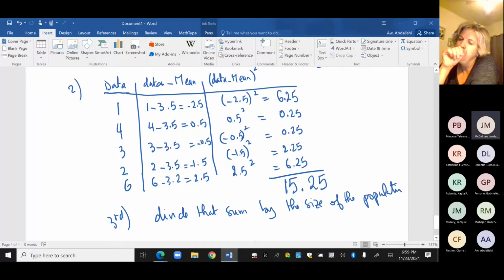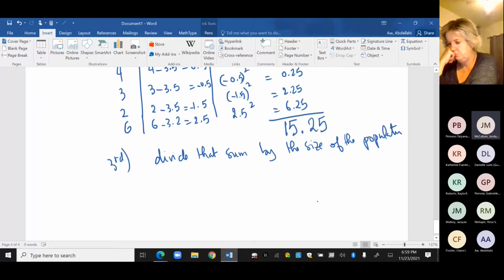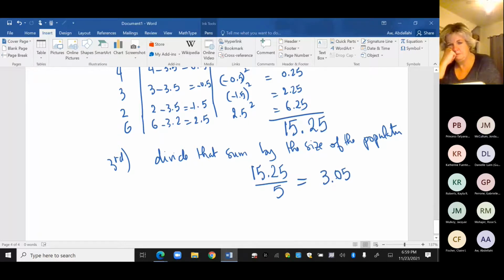And that size is how much? That size is 5, right? So we get 15.25 divided by 5, which is how much? 3 point what? 3.05, right? Now we're not done yet, right?